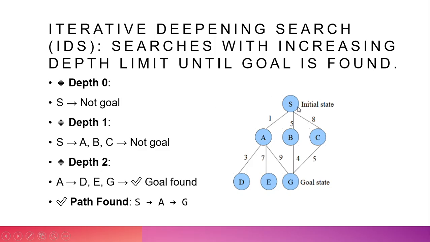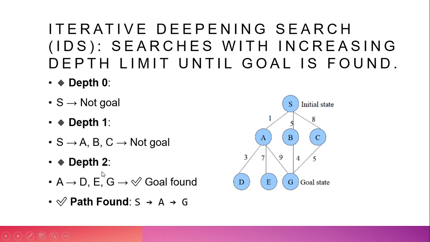So we will add S in the queue. S is not the goal node, so we can add its child elements as A, B, C. As depth limit is reached, that is 1, we cannot move further. The output will be goal not reached. Then we will increase the depth by 1. So previous depth is 1 plus 1. So new depth will be 2.